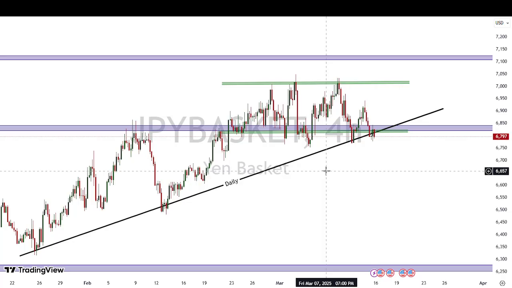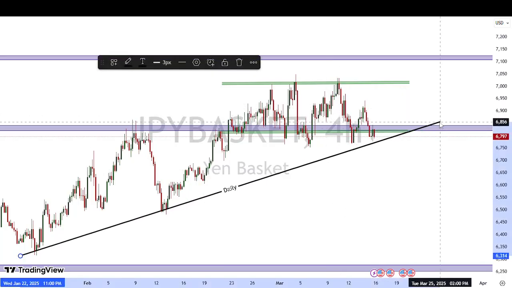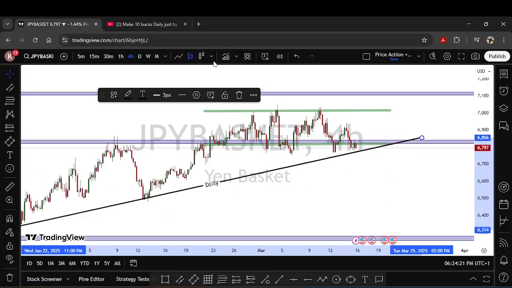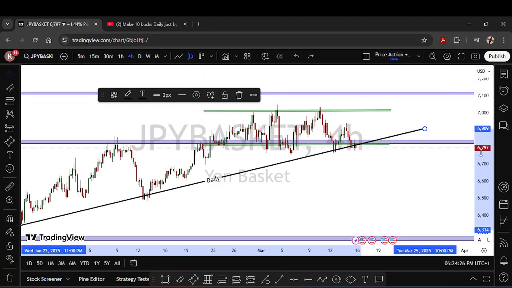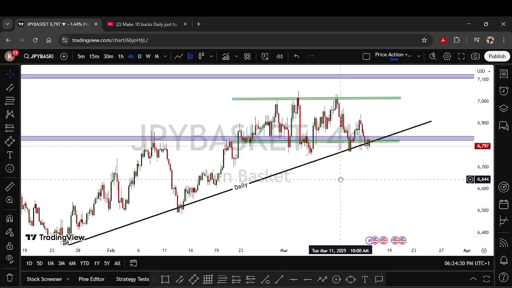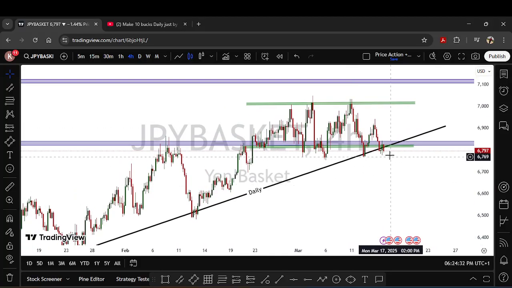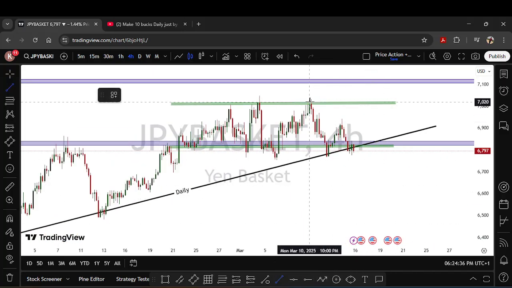You can see it's broken the trend line. That's one. On the 4-hour time frame, it is still respecting the trend line. That's why we have to be very careful with this trade. But on the daily, it's broken the trend line. So we can see it's happening. What we want is a full break from this level here. We want to see a full break from this level.